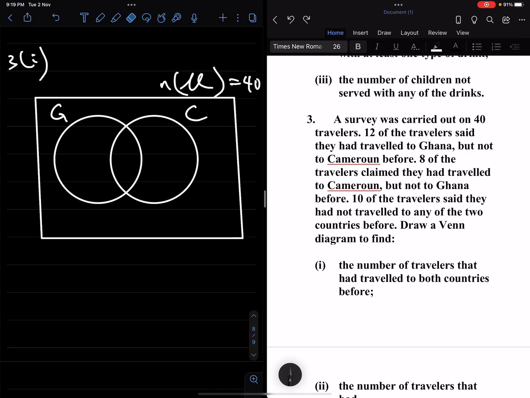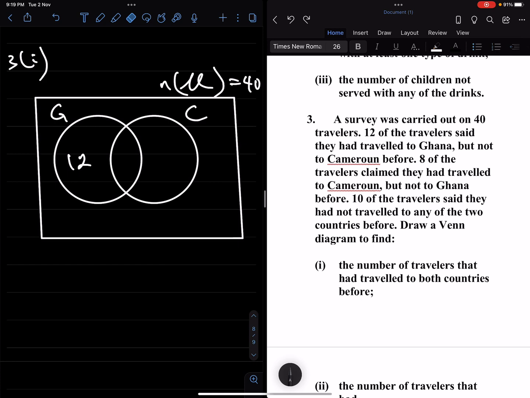Now they said 12 had gone to Ghana but not Cameroon. That means Ghana only. That's this place. The people here, you can see it doesn't contain Cameroon at all. So that's 12. In set notation, that's the same as G intersection C complement. They had gone to Ghana but not Cameroon.